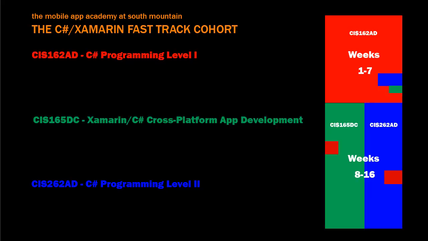So if we look at how this is laid out over the course of the semester, I color-coded these with the first course, CS162AD, being in red. And we're going to spend the first 7 or 8 weeks there. There'll be a little bit of the other 2 courses coming in during that time. But I want you to get this foundational level first.